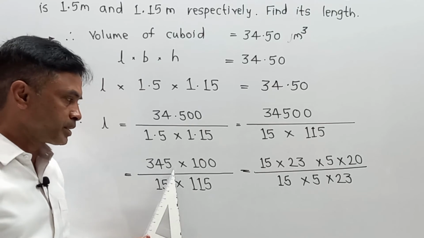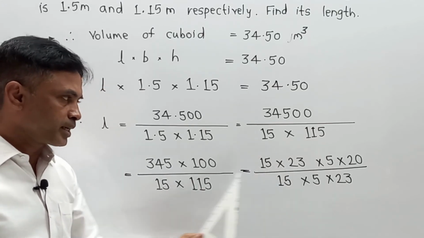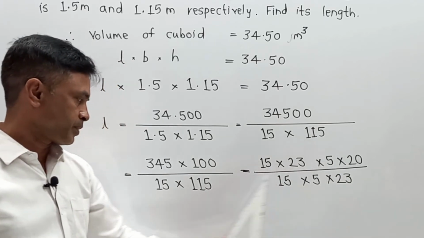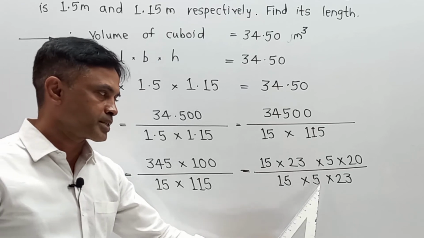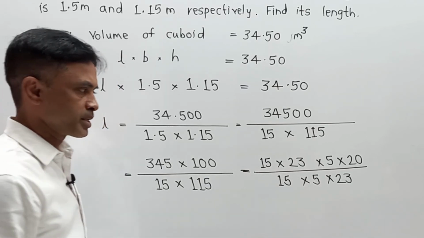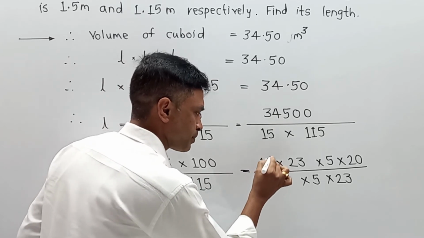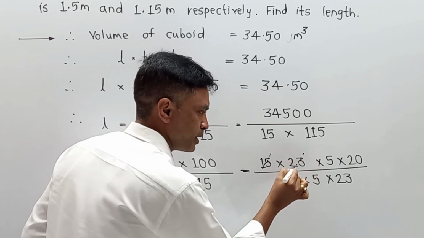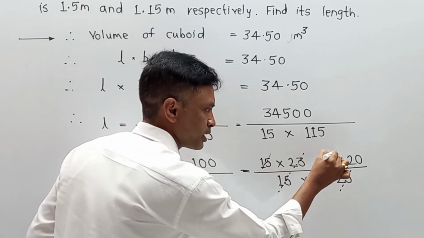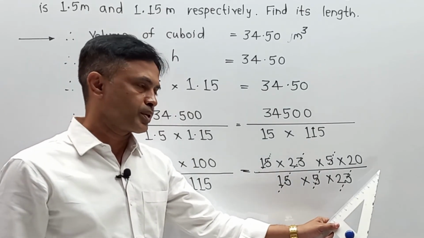First of all, I have split 345 into the part of 15 into 23. Next 100 into the part of 5 into 20. 15 I have kept as usual and 115 I have split up as 5 into 23. Now simple part over here for calculation. Here 15 gets cancelled with 15. Next 23 gets cancelled with 23. 5 gets cancelled with 5 and the remaining value is 20.